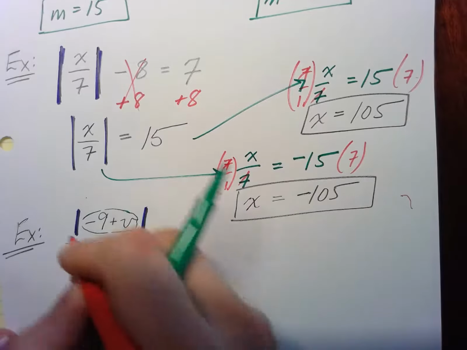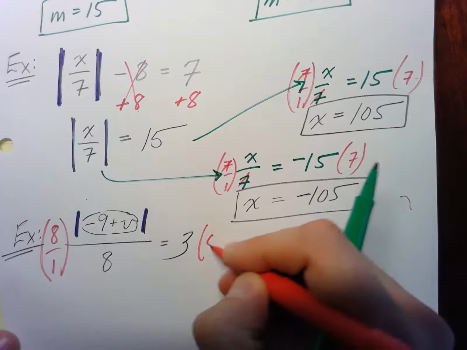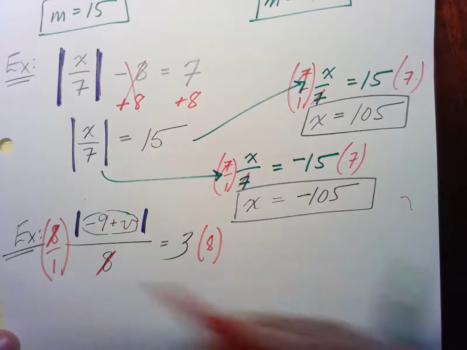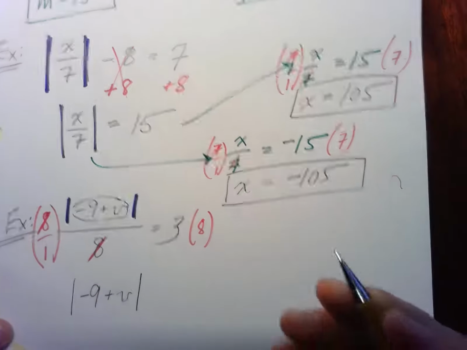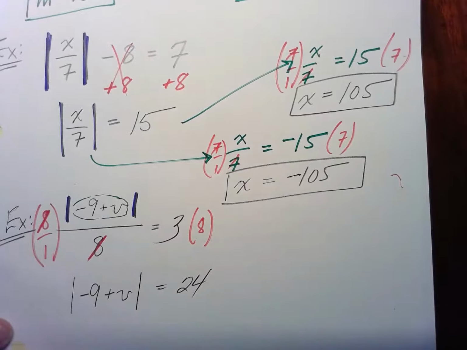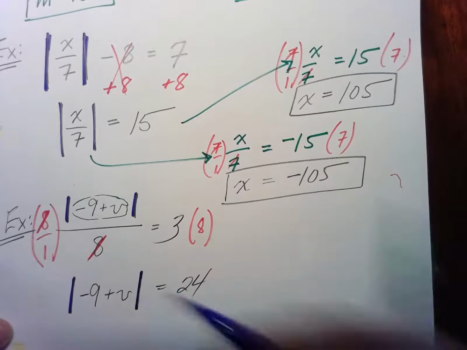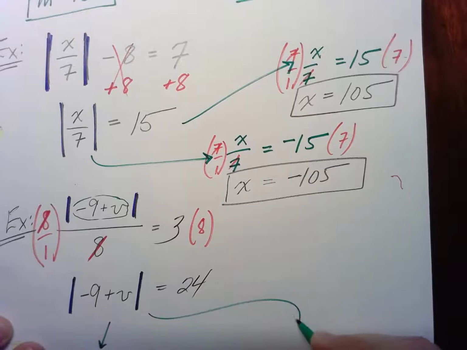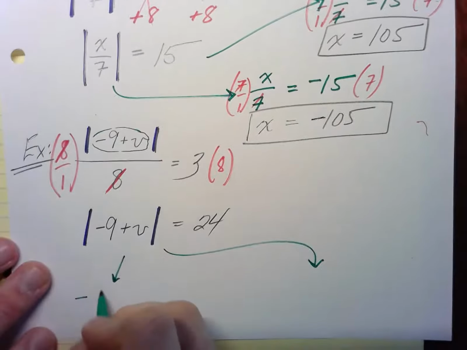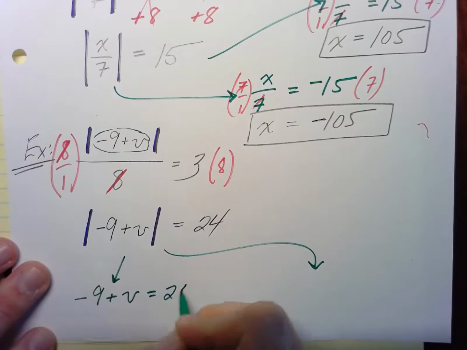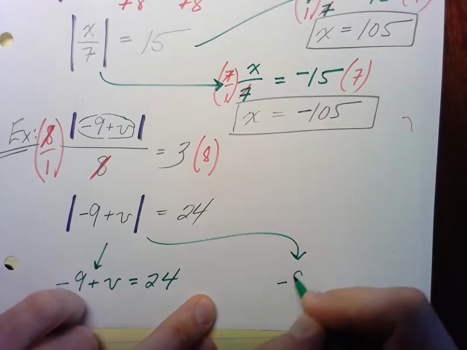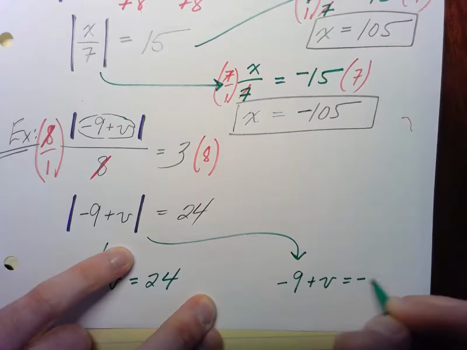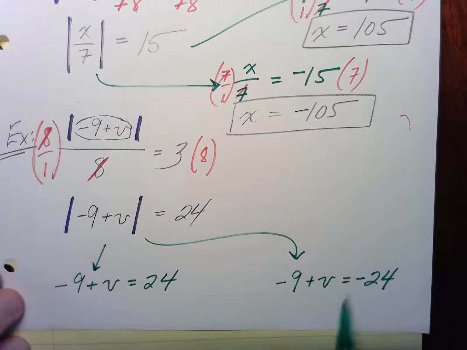So in order to isolate this, I have to multiply by 8 and multiply by 8, and so the 8's cancel. I'm going to get the absolute value of negative 9 plus v equals 24. So now I have the absolute value by itself, and I can split into my two cases. The first one is negative 9 plus v equals 24, the same thing without the absolute value signs. My second case is the negative version of that, negative 24.